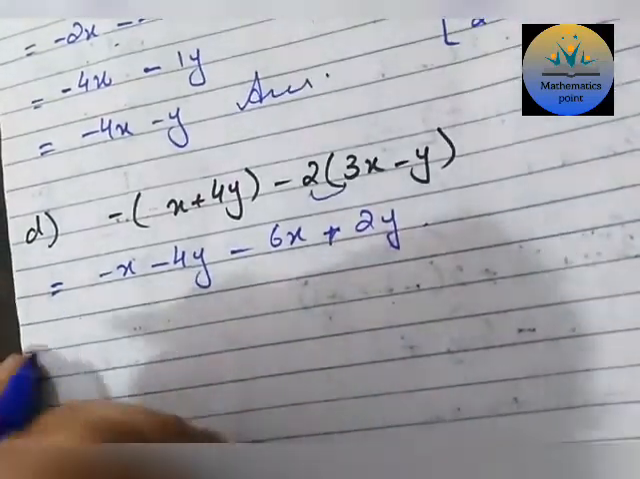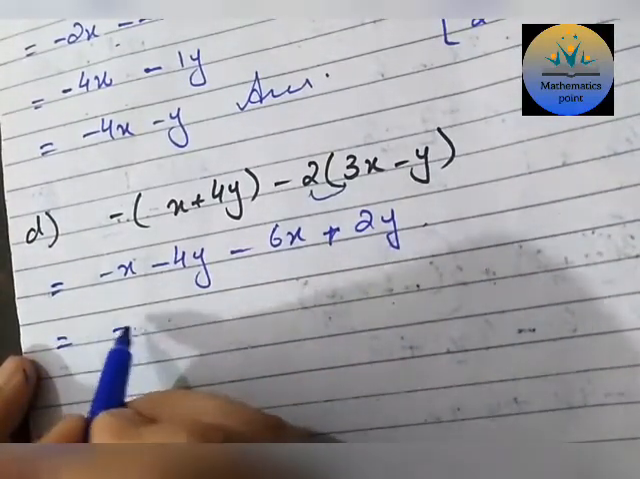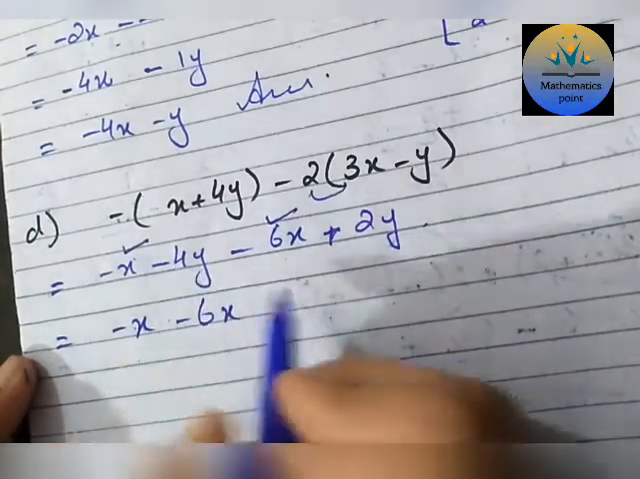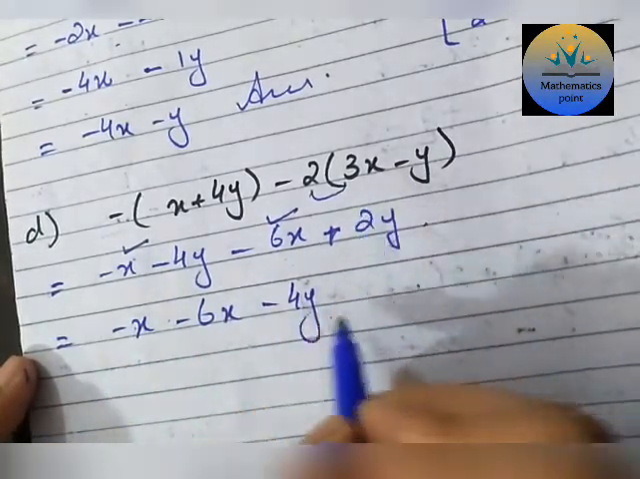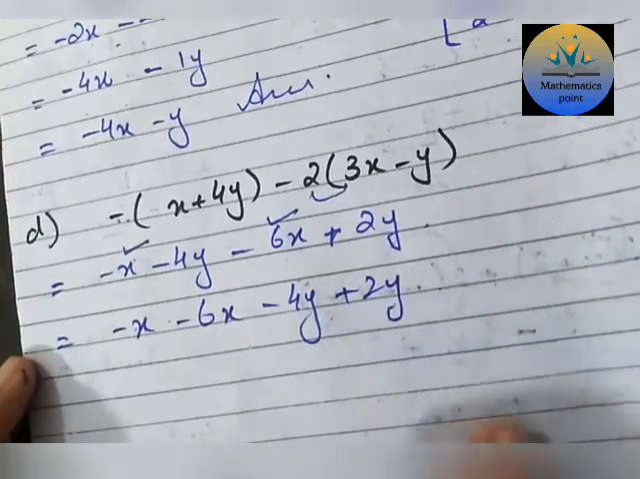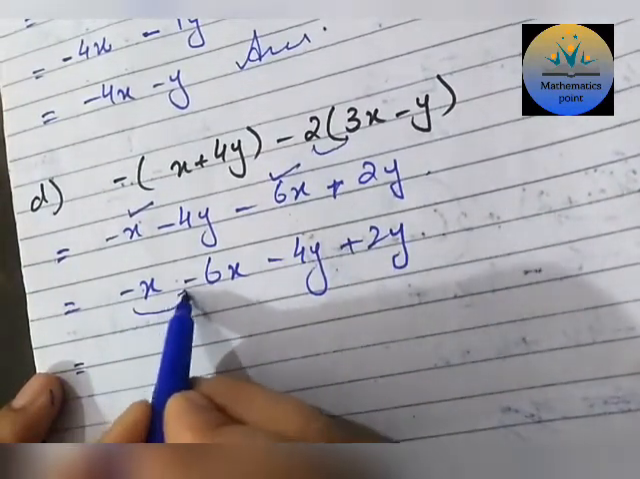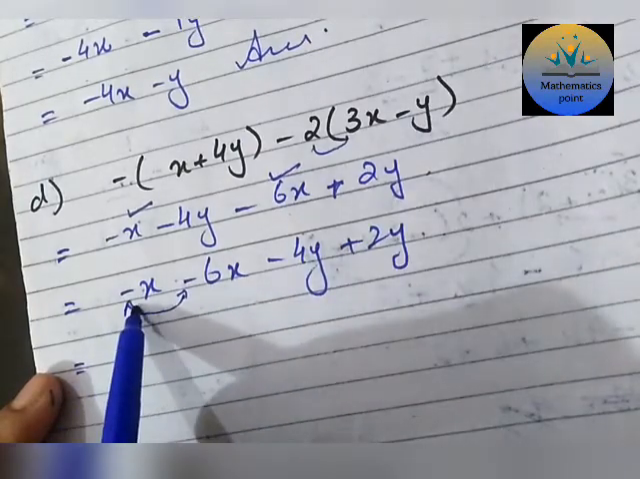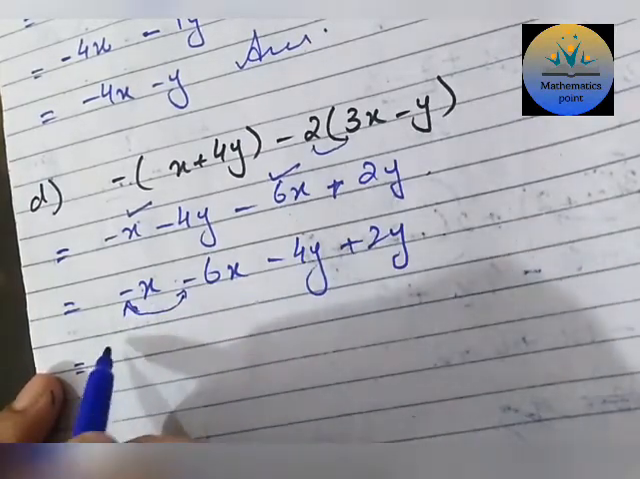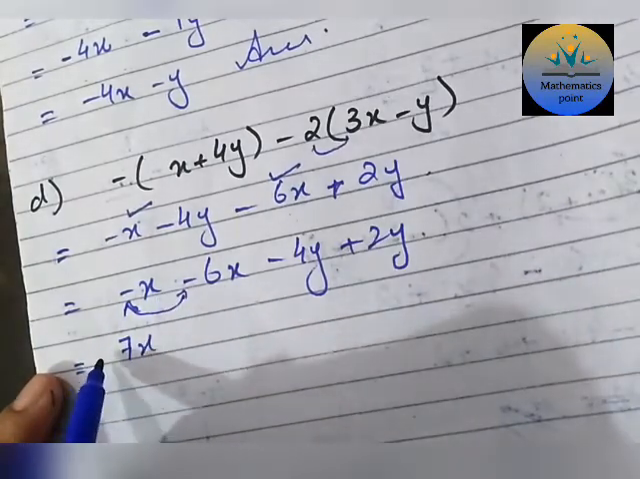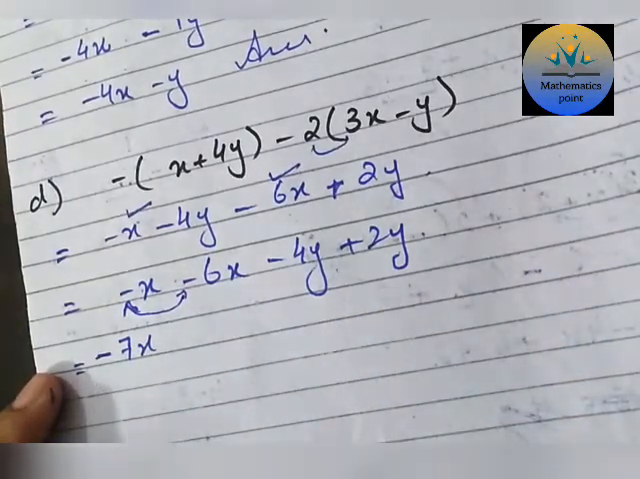Then again arrange the terms of the same variable. We have an x term and the other x term is this. Then minus 4y, the first y term and the second y term. Now again the signs are the same, so the terms will be added. 6 plus 1 is 7x, and place the sign, since both terms have the minus sign, we place the minus sign here.